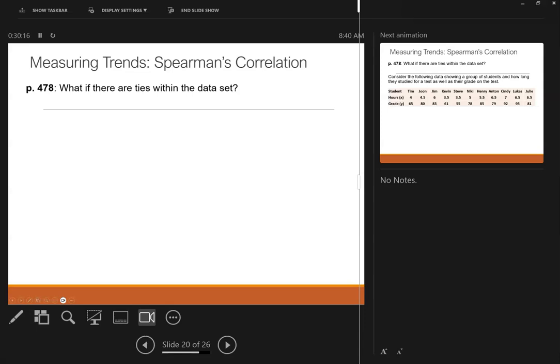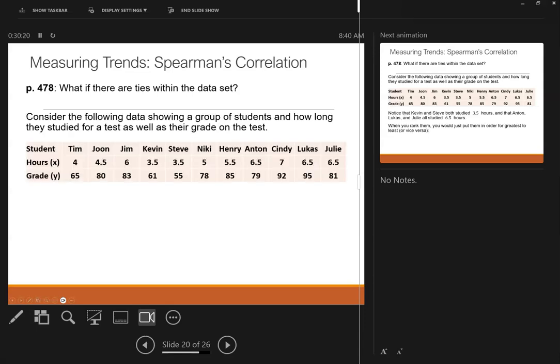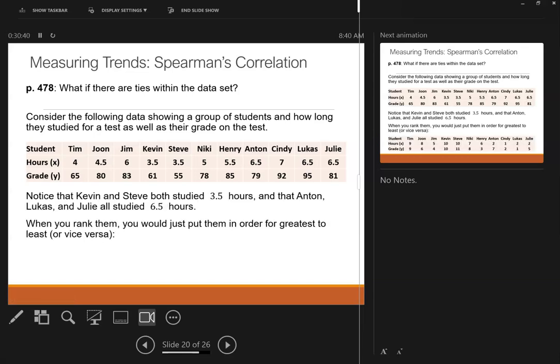All right. What if we have ties in our data set? How do I do the numbering? So we have some hours here. Notice in the hours, though, I have 2 people at 3.5, and then 3 people at 6.5. And if I look at the Y's, do I have any repeats there? Didn't look like it.